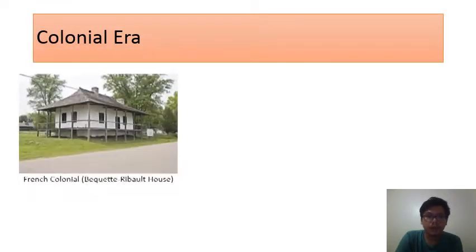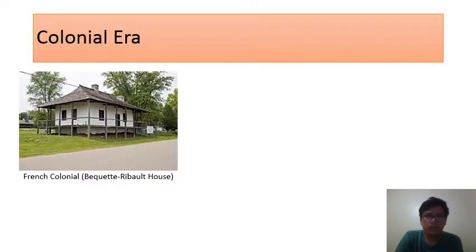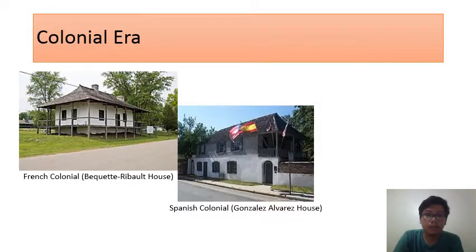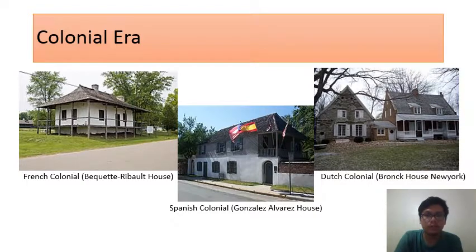Now, I am going to give you examples of famous buildings in America, which include all types of architecture from different eras. Colonial era. These are the examples of colonial era buildings in America: Becket Ribot Roselle in Missouri, French colonial type architecture, Spanish colonial Gonzalez Alvarez House in Florida, and Dutch colonial Bronx House in New York.